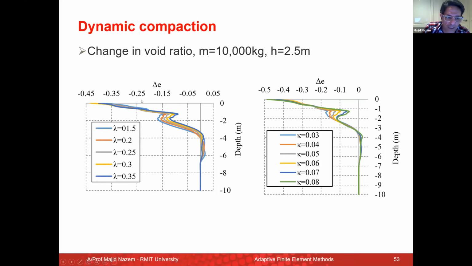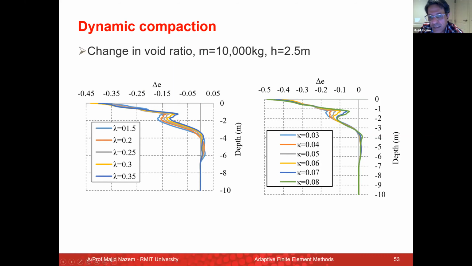These plots show how the void ratio changed due to dynamic compaction for dropping a 10-ton pounder from 2.5 meters height. On the left, you see the change of void ratio versus depth for different values of lambda. And lambda on this plot is not really the rate parameter, but it's the slope of the normal consolidation line in the modified Campbell soil model. On the right, you see more or less the same pattern versus depth for different values of kappa. And kappa is the slope of the URL, unloading-reloading line, in the modified Campbell soil model.